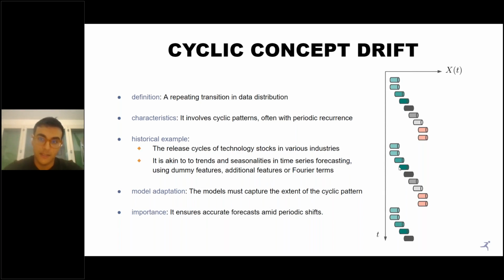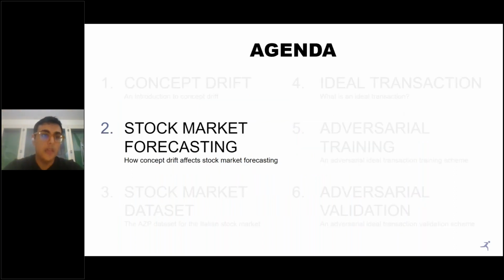So how long is this length right here? So how long is this period before we actually re-trigger a new sequence? And this is maybe the easier one and most known one, because it's also akin to seasonality and trend, which are two very common terms in time series forecasting. So let's move to stock market forecasting and indeed how concept drift can affect that.